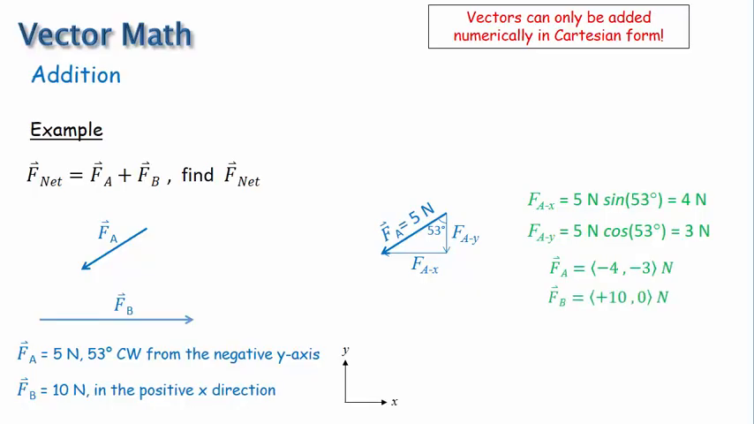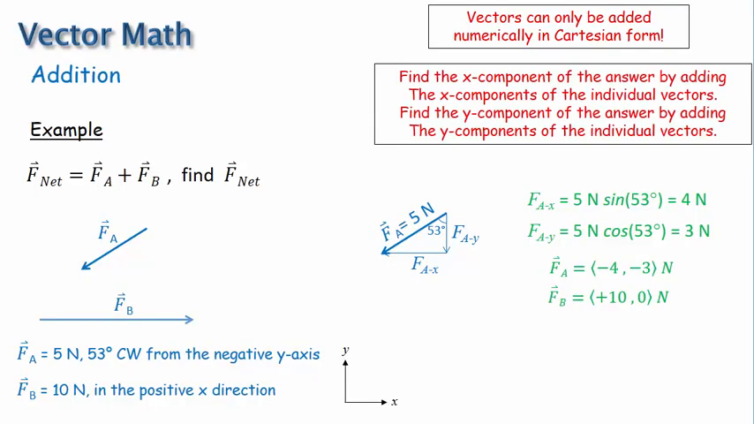Now that we have the vectors in xy form, we can add them. The technique is this. Find the x component of the answer by adding the x components of the individual vectors, and find the y component of the answer by adding the y components of the individual vectors. So we add these x components to get the x component of FNet, and add these y components to get the y component of FNet. So now we have FNet in Cartesian or component form.